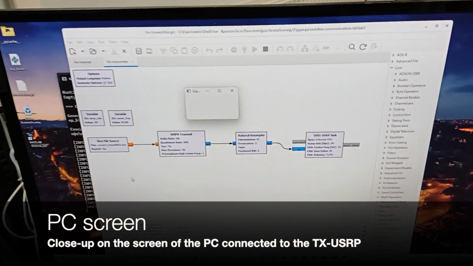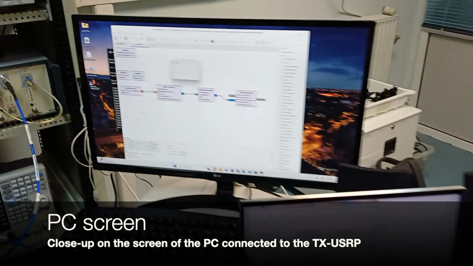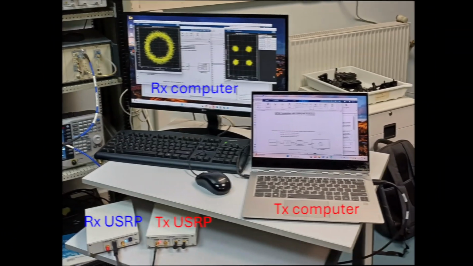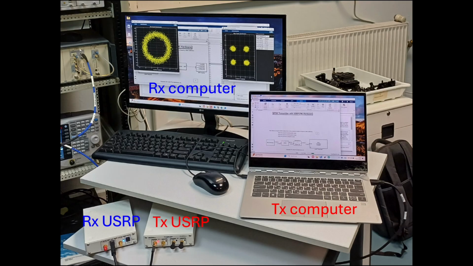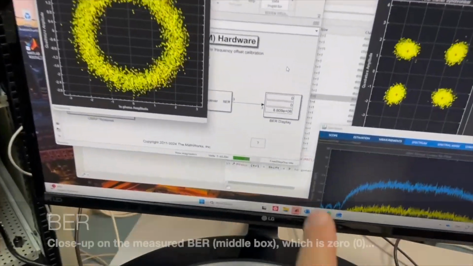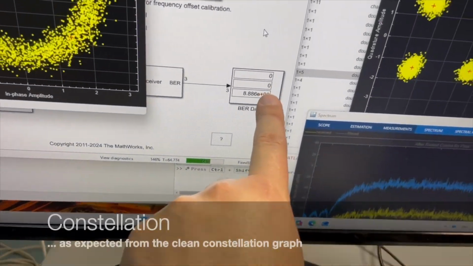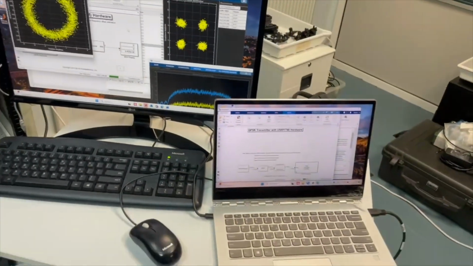We close up on the screen of the PC connected to the TX USRP. In the third experiment, we employ QPSK. We can see the computer controlling the RX USRP. We close up on the measured bit error rate, which is 0. This was expected due to the clean constellation graph.